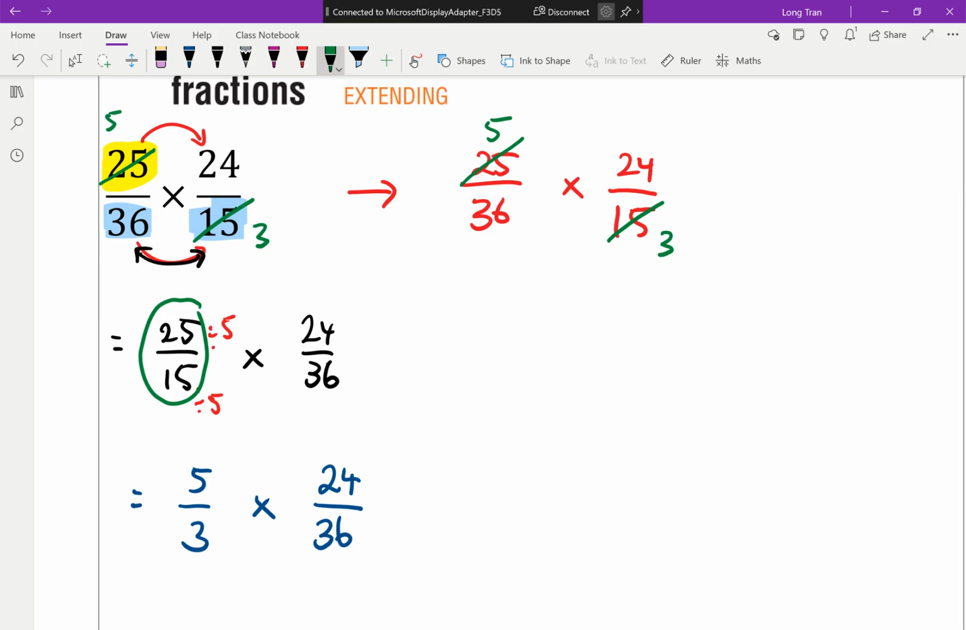6. Very good. How many 6s in 24? 4. Very good, 6 goes into 24 4 times. How many times does 6 go into 36? 6. Very good.